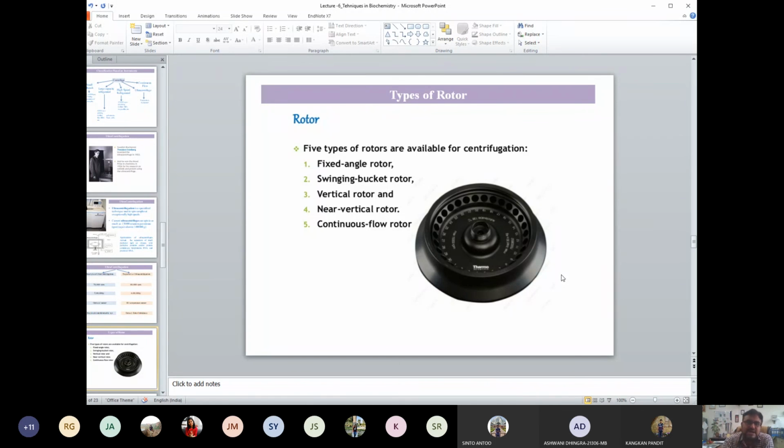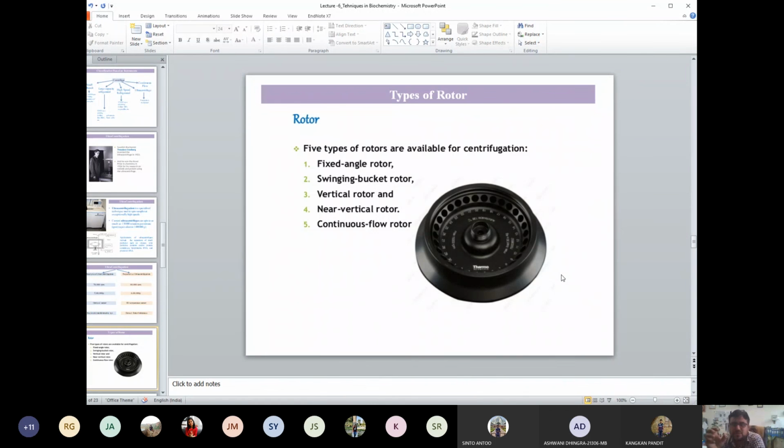Whereas we have another type which is called the swinging bucket rotor. Swinging bucket rotor means there is an arm attached with the socket, and when you centrifuge, that arm will open, and once it opens, it will take a specific angle, most of the time between 17 to 45 degrees. It takes a specific angle, and at this specific angle it goes on rotating. So that is called the swinging bucket rotor.